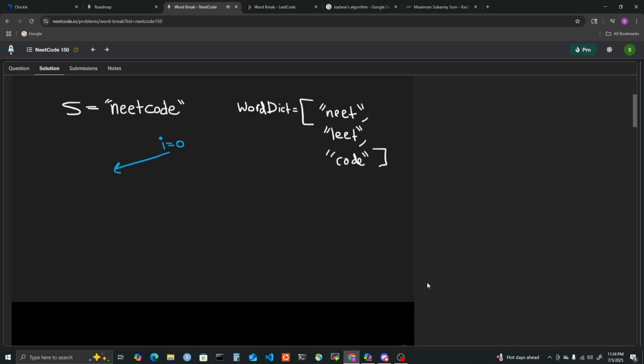And so remember, we mentioned we're not going to be doing it like this. We're not going to check every single prefix. We're going to have decisions in our decision tree based on the number of words that are in the word dictionary. So we're going to have a decision for neat, we're going to have a decision for leet, and we're going to have a decision for code.